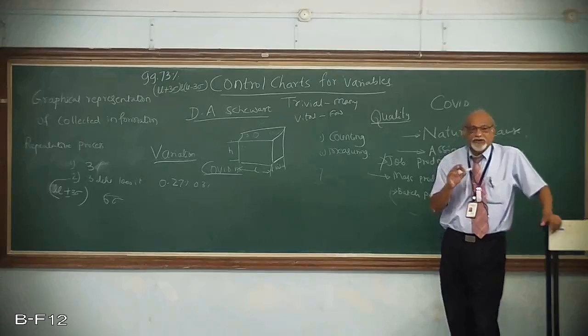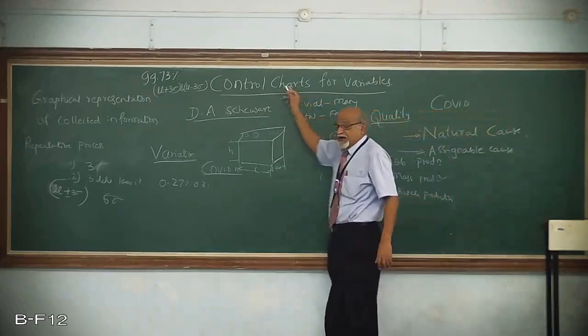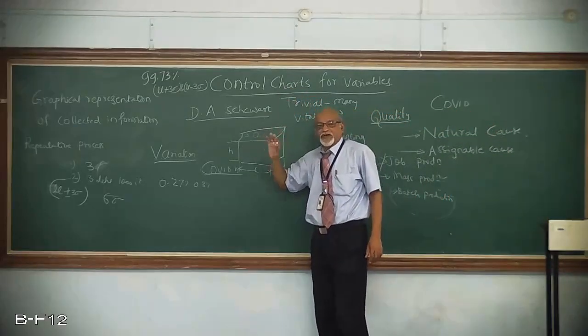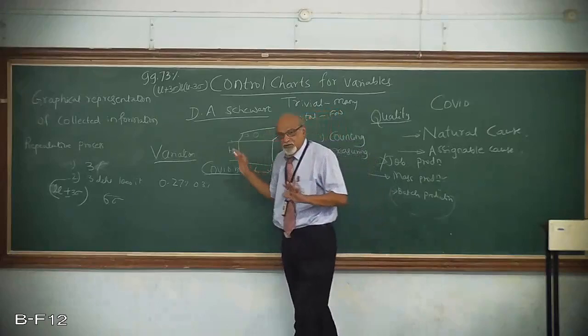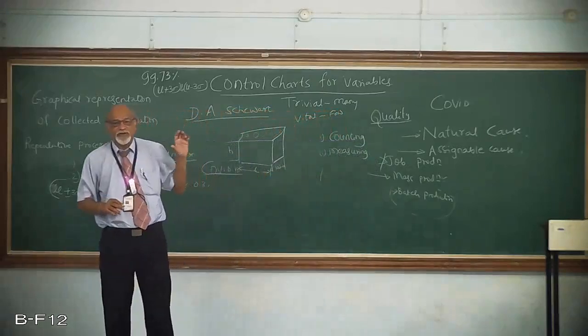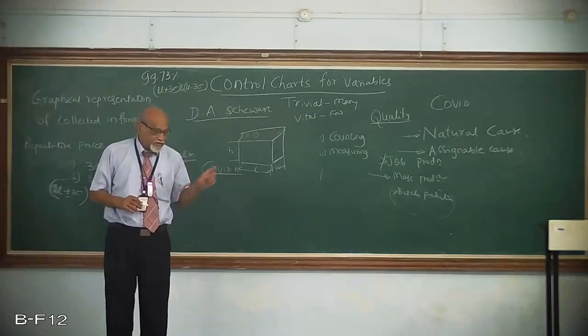So under those circumstances, we need to establish these charts. Then they will become control charts. Control limits are to be established. Control chart means what? It should have the limit. What limit? Natural limits. How to fix the natural limit? That is the crux of our problem.